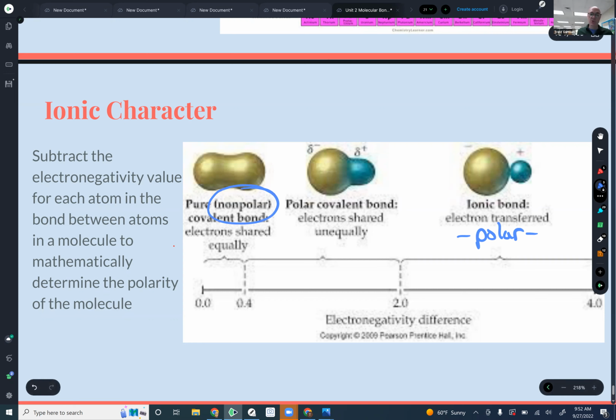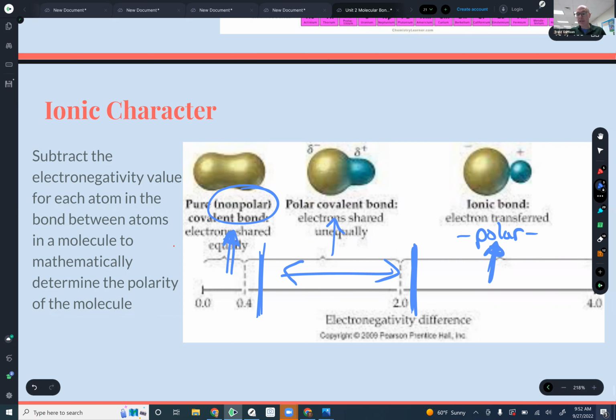The closer the two elements are on the periodic table, the less the difference in their size, the more likely they are to share their electrons, making them non-polar. If they're somewhere in the middle, it's going to be polar covalent. Now, where do we get the dividing line? It's somewhere here at 0.4. If you are between 0.4 and 2, you are polar covalent. If you are very small in difference, you're non-polar. If you're very large in the difference between your numbers, you are polar.